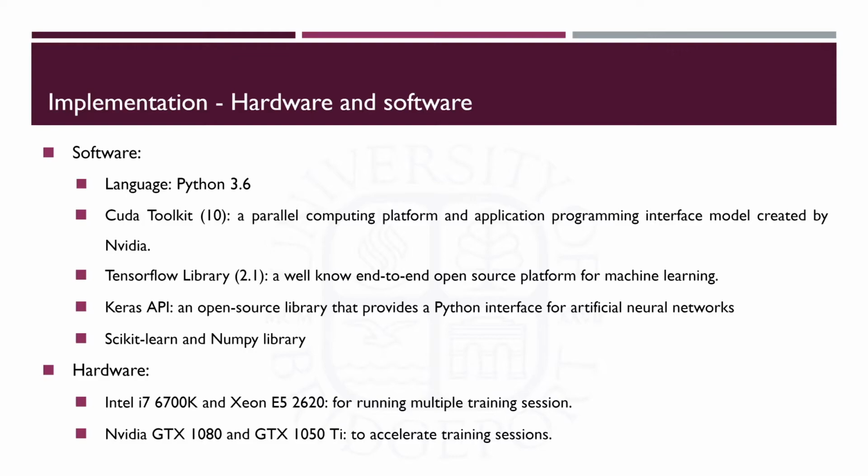In terms of hardware, we used 2 systems. One with the i7 6700K and a Xeon E5 2620. This allows us to run multiple training sessions without interfering with each other. To accelerate training, we use 2 GPUs, specifically NVIDIA GTX 1080 and the GTX 1050 Ti.